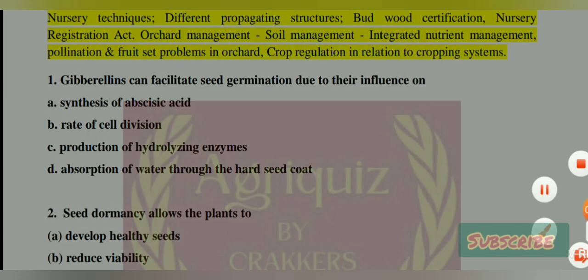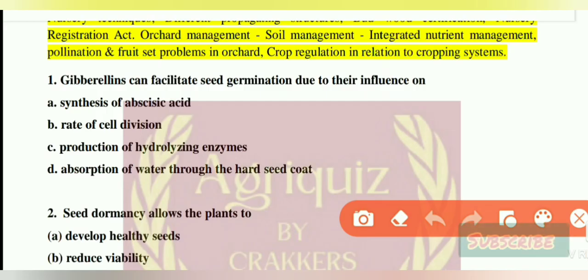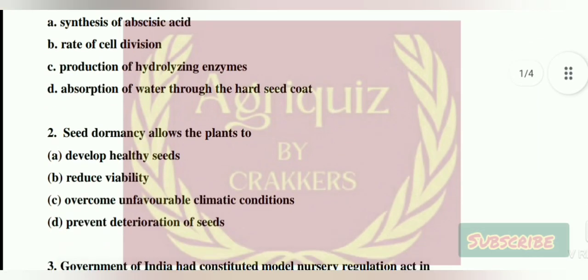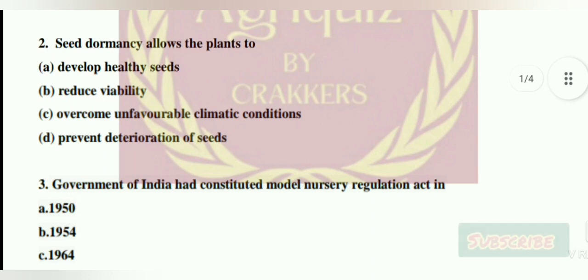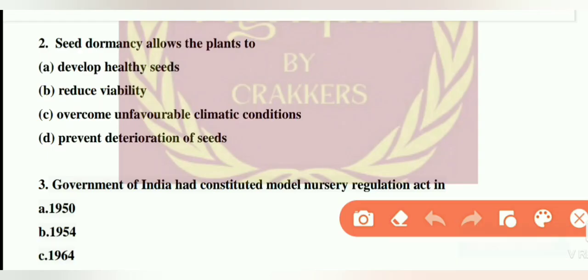1. Here is question number 1. Gibberellin can facilitate seed germination due to their influence on. Here the right answer is option C, production of hydrolytic enzyme. Then question number 2. Seed dormancy allows the plant to, here the right answer is, overcome unfavorable climatic condition. Option C is correct.